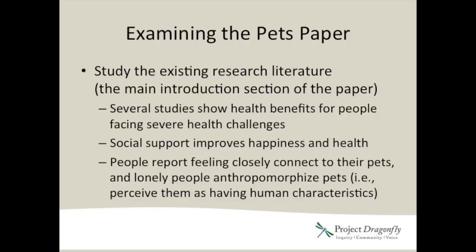Another line of work talked about how social support is critical for people's happiness, health, and mortality. And lastly, a third line of research was summarized, talking about how people report feeling very connected to their pets, and that past research has shown that when people are made to feel lonely, they anthropomorphize their pets. That is, they perceive them as having human characteristics.